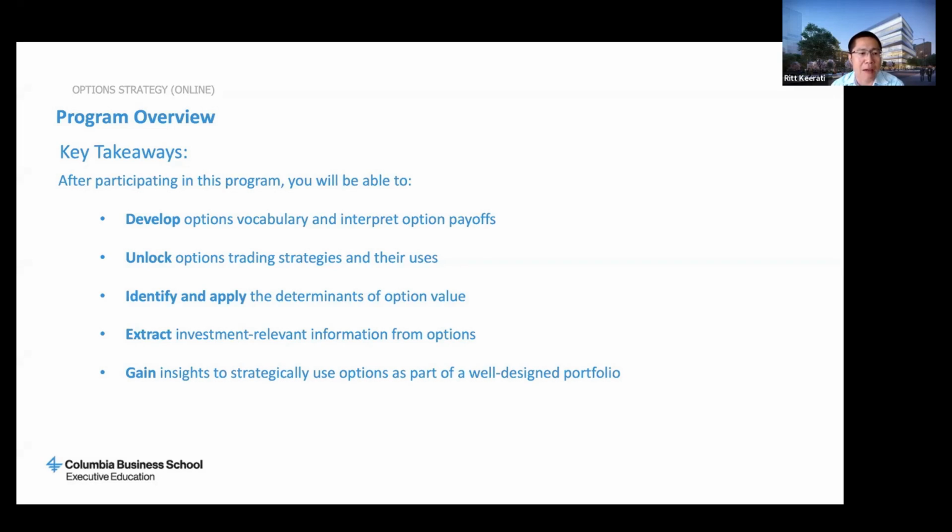And then throughout, we're going to have several case studies where you get a chance to apply this knowledge in real practice, so that the knowledge you gain from the course is practical. And then lastly, you're going to have an assignment where you think about how to construct a portfolio that might use options as a trading strategy in itself, or use options as a hedging strategy for your portfolio as well.